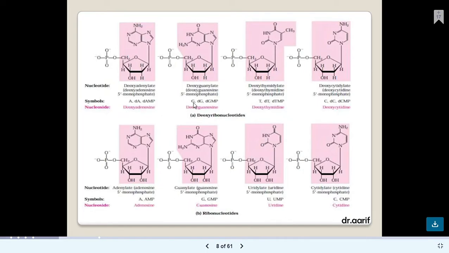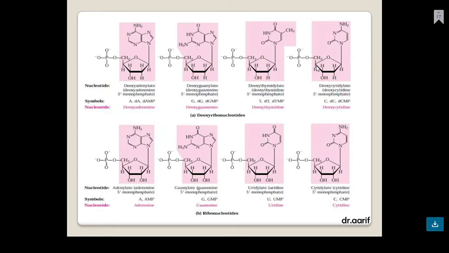Each nucleotide has different forms. This is deoxyribonucleotides and this is just ribonucleotides. In ribonucleotides, that is in the RNA, you have uracil in place of thymine.